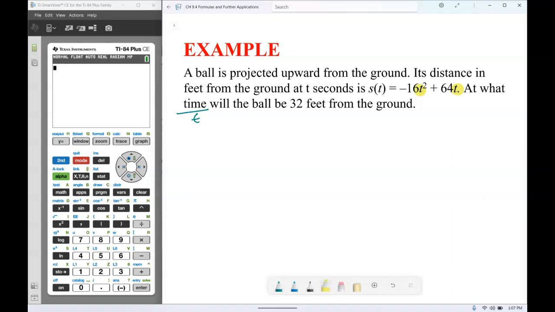So we're solving for those. Which means they had to give me information about s of t. What does s of t represent? Distance. Did they tell me a distance? You sure? 32 feet. When will it be 32 feet off the ground? Now what?